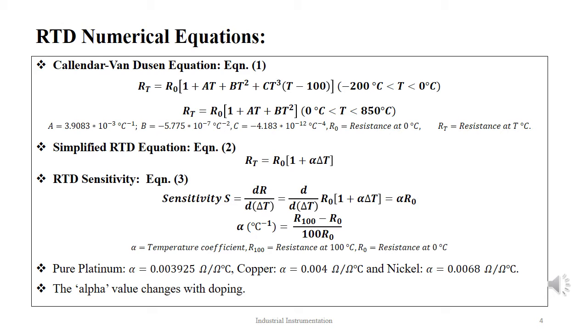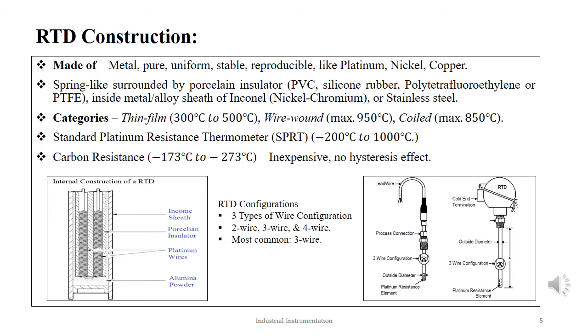Pure platinum has alpha of value 0.003925 per degree Celsius. Copper has alpha of 0.004 per degree Celsius and nickel has alpha value of 0.0068 per degree Celsius. The alpha value changes based on the doping. The RTD elements act like electrical transducers when temperature changes cause resistance changes.